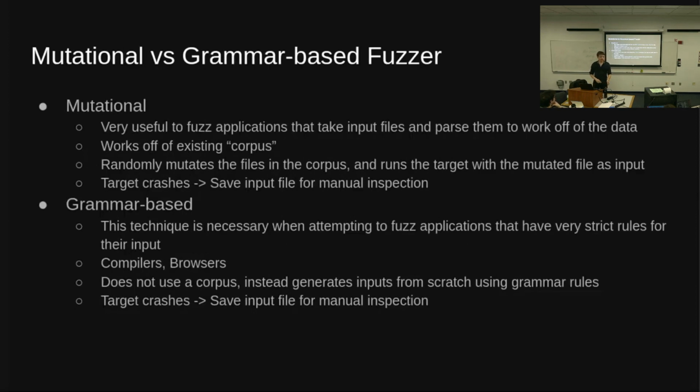So let's talk about mutational versus grammar-based fuzzers. We talked about the fuzzer basically just randomly mutating data and sending it to a target. Let's say you're trying to fuzz the C compiler. You're trying to find bugs in C code. If you just randomly pass it a stream of bytes, you're very unlikely to find bugs nowadays.